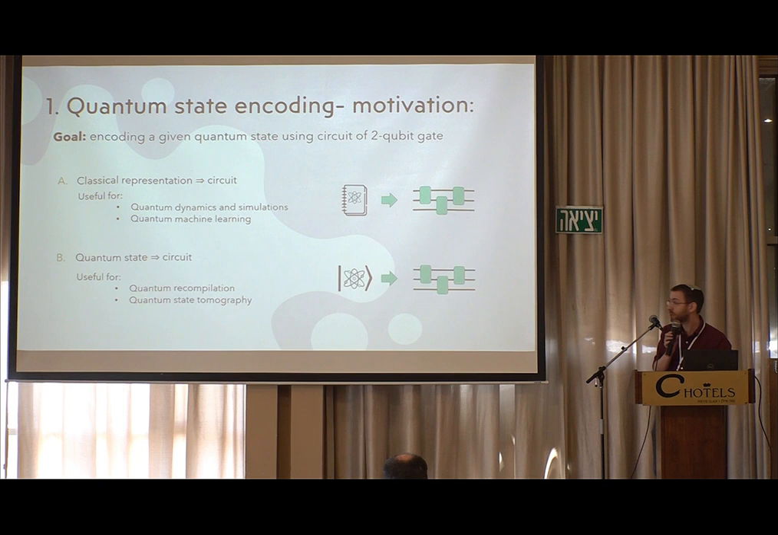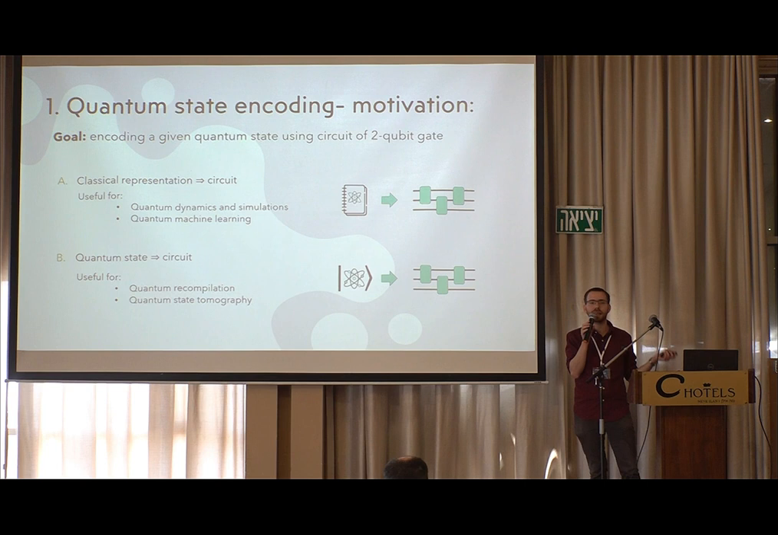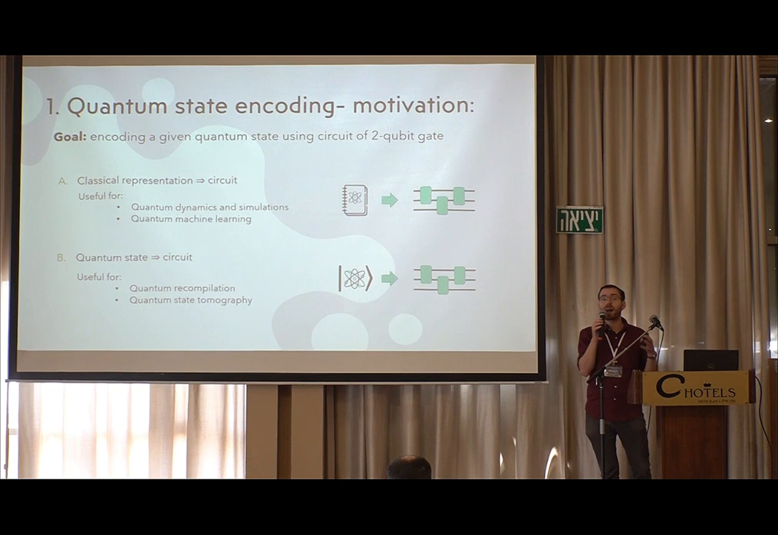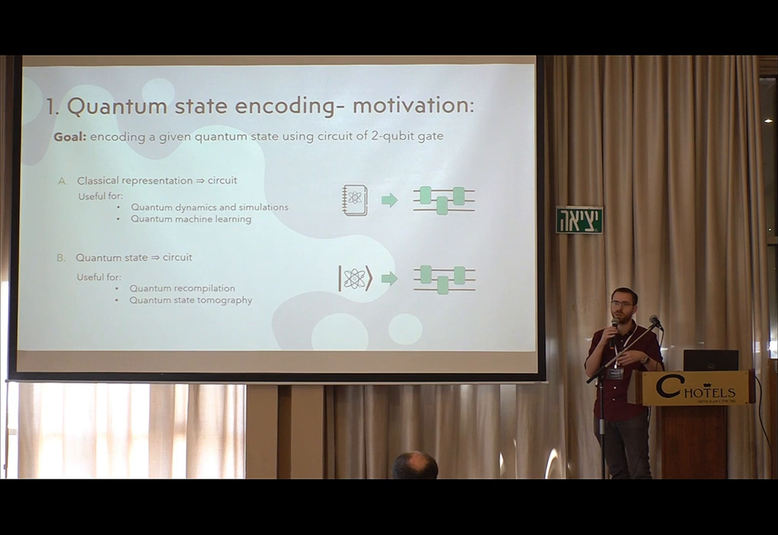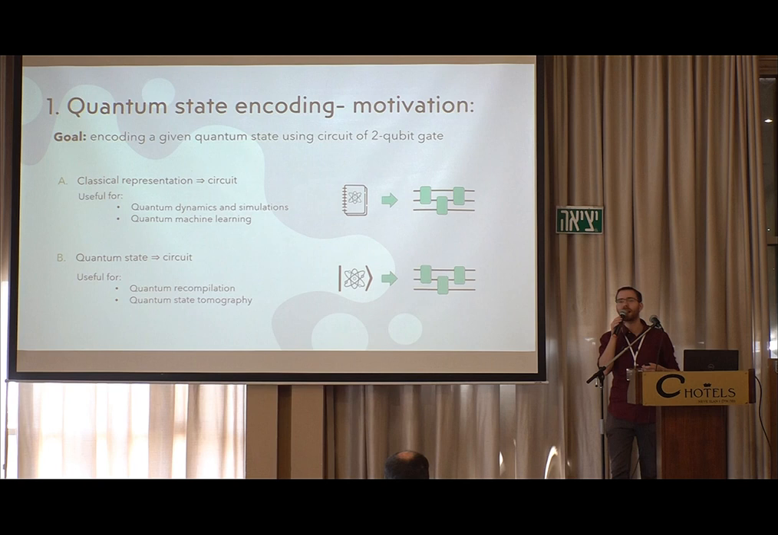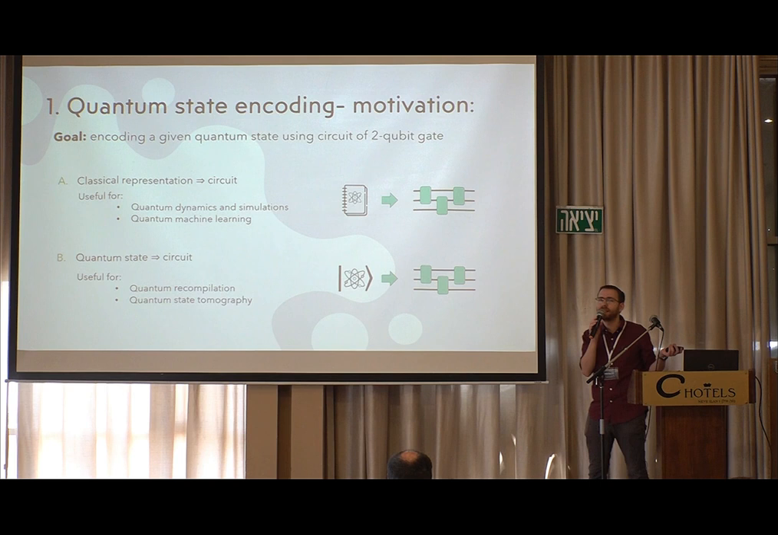Okay, so let's start. First of all, about quantum state encoding. Quantum state encoding is simply the task of, if we are given a quantum state, finding the circuit that consists of two qubit gates that encodes and constructs the given state, up to the best accuracy that we can get. This is called quantum state encoding.